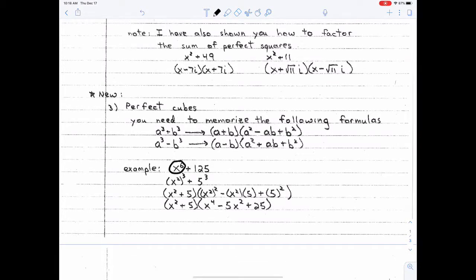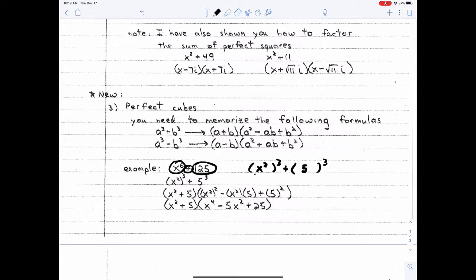Take this and write it as something cubed. Then plus. Take this and write it as something cubed. Okay, what times itself 3 times will give you x to the 6th? That's x squared. What times itself 3 times gives you 125? That's 5. And then this is what you do.